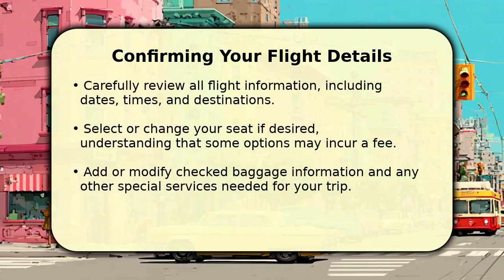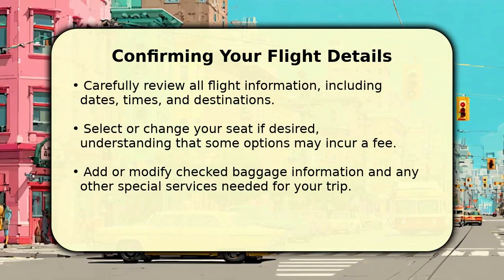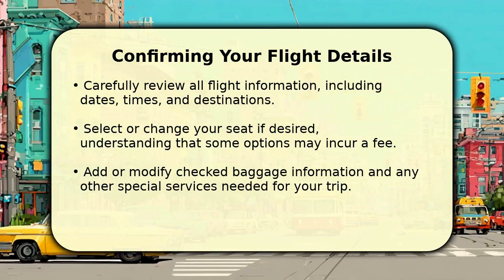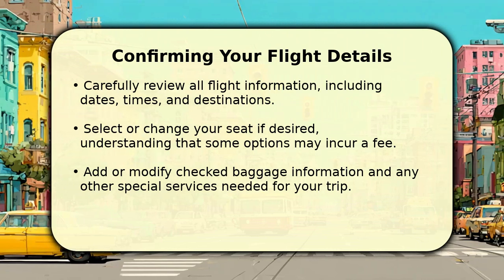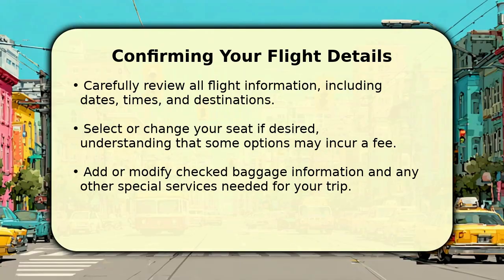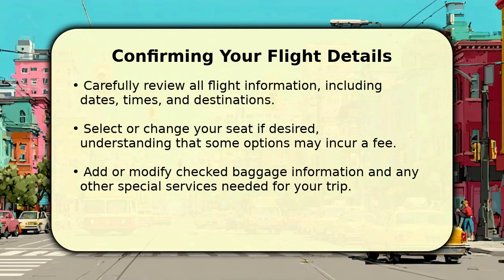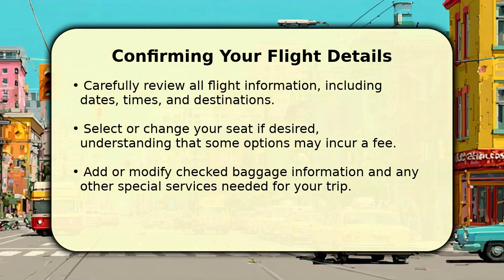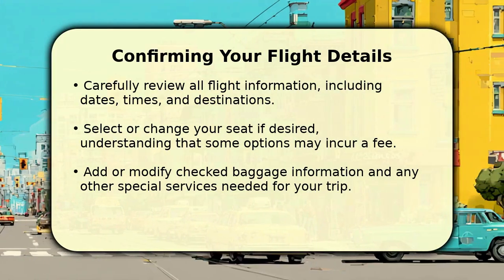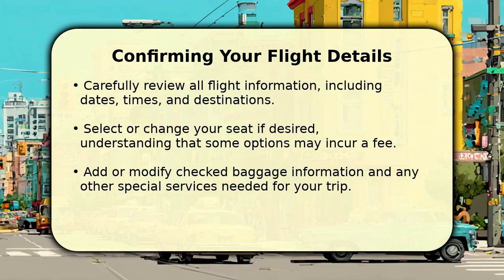Once you have accessed your reservation, carefully review all of your flight details, including dates, times, and destinations. This is also your opportunity to select or change your seat if available, often for a fee depending on your ticket type. You can also add or modify any checked baggage information or other special services you may need for your trip. Always double-check everything before moving forward.